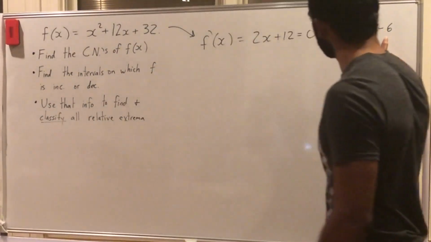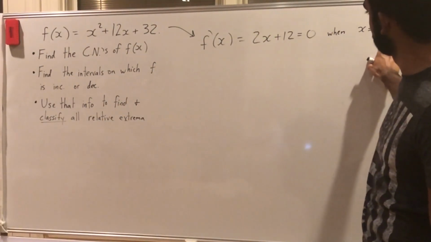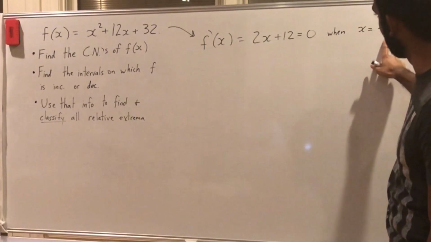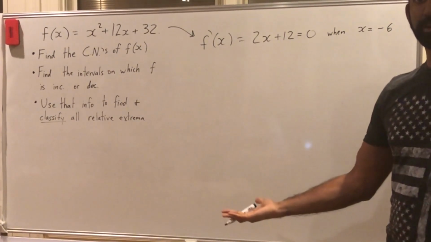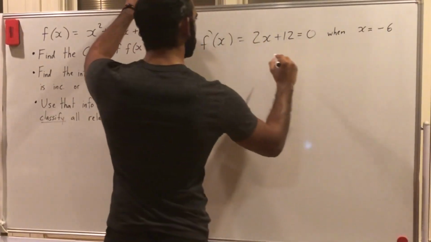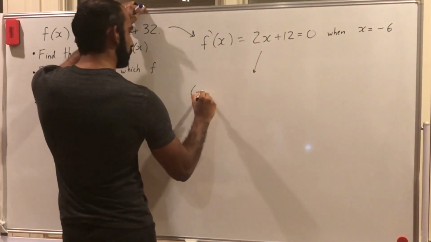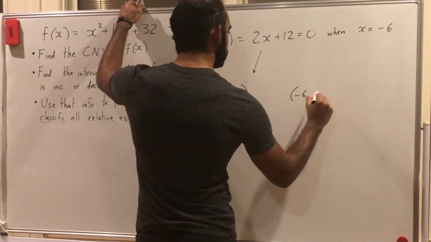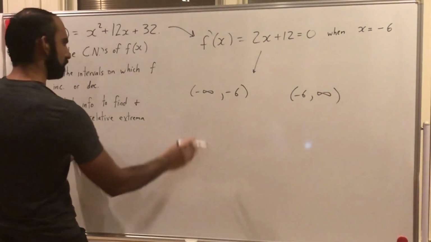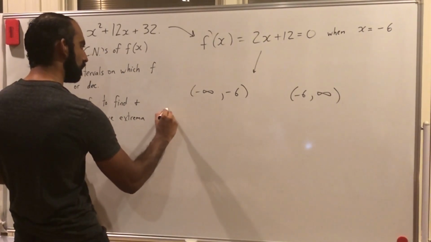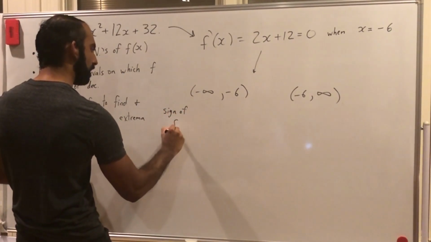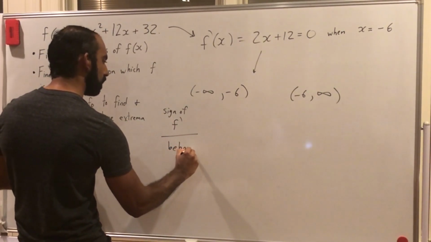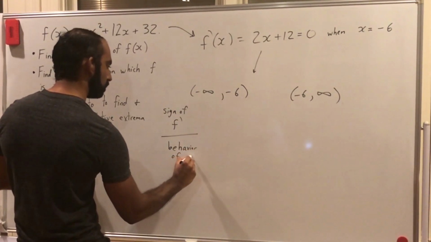And once I get that critical number, what's the new thing we discussed just now? You find out whether the values to the left of it are positive or negative, and the values to the right of it are positive or negative. Right. I just use those critical numbers to set up nice intervals for testing. So negative infinity to negative 6, and negative 6 to positive infinity. Let's say here's the sign of f prime. And under that, in the next row, I'll say behavior of f.